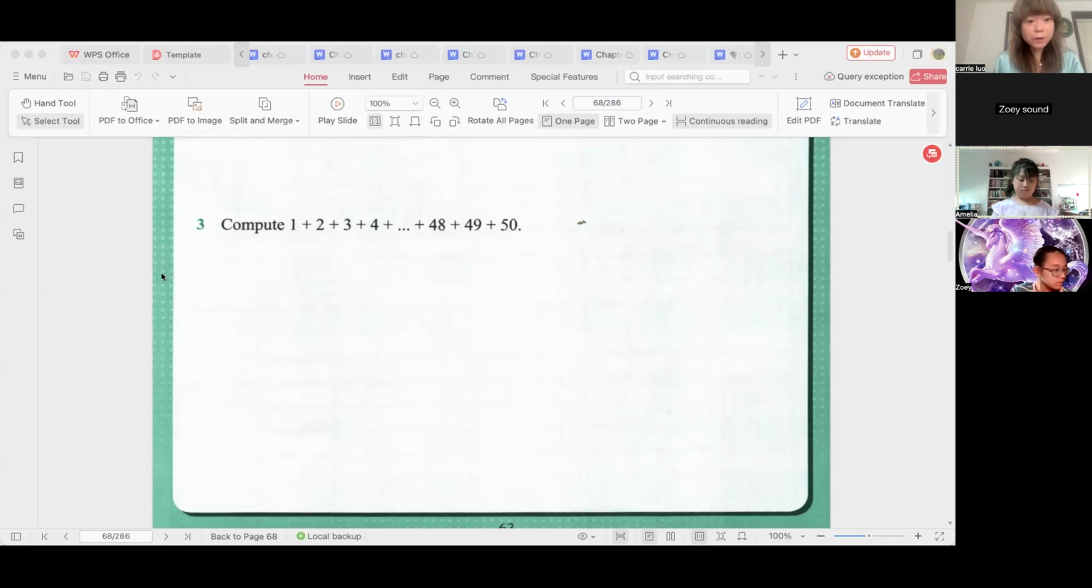Okay, so this one, I think I don't have to explain anything, right? Pretty easy. 1 plus 50 times 50 divided by 2, right? So we don't have to spend any more time on it.